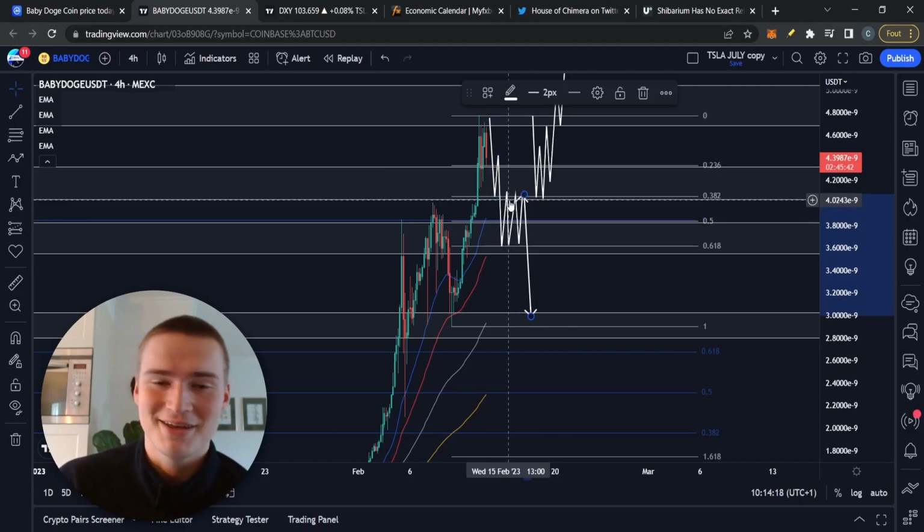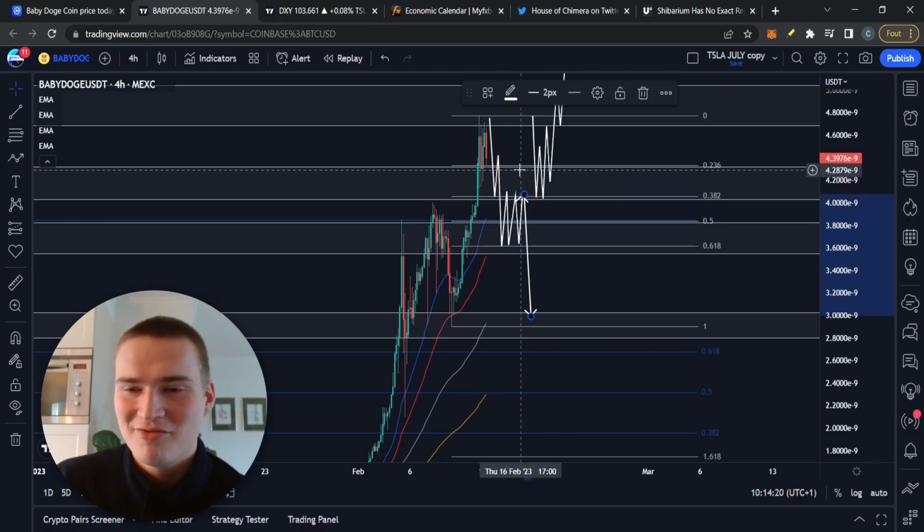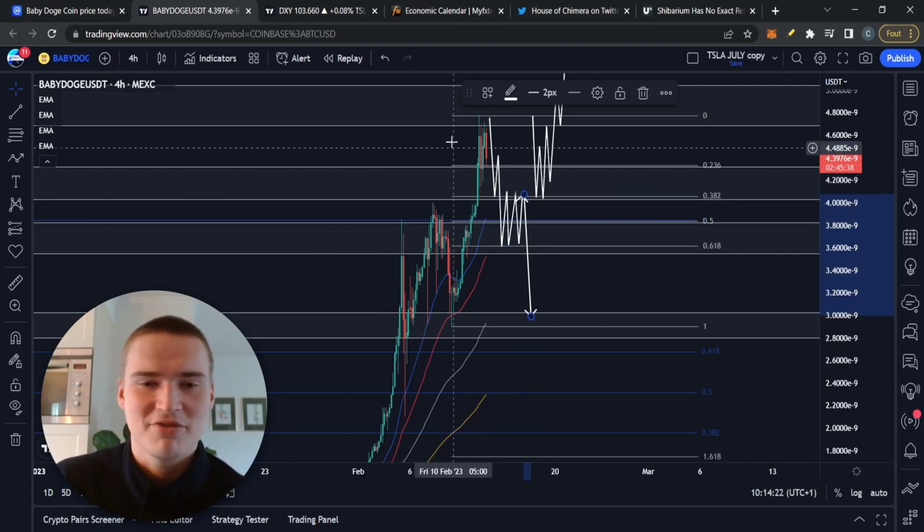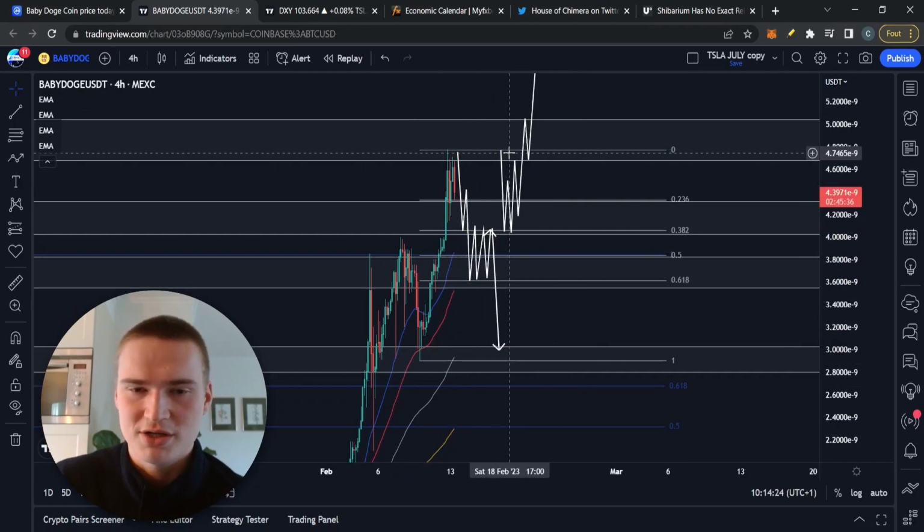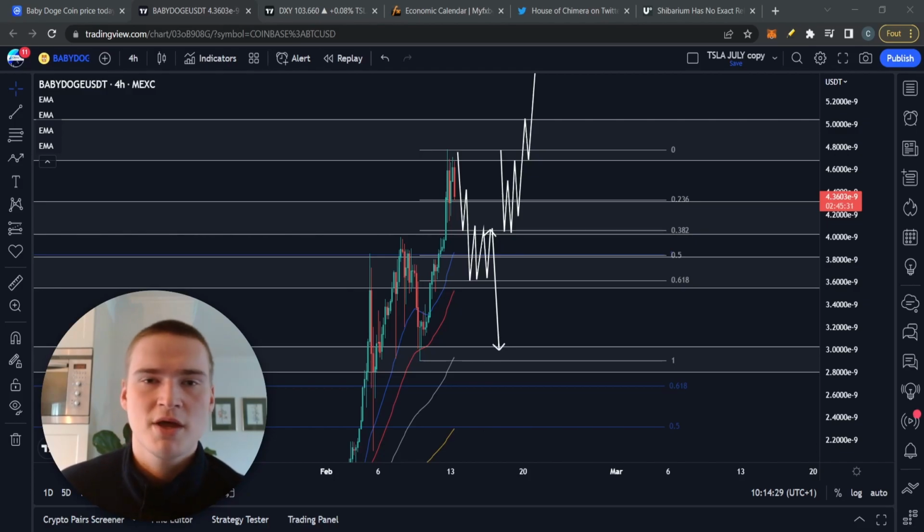I really think it all depends on that 4.25 level. Can we actually find support there? Is it strong enough to hold us or bring us up towards 4.75? That's what it's all about. I'll monitor it closely. I'll keep you updated on that. But for now, that's my full analysis on Babydoge.